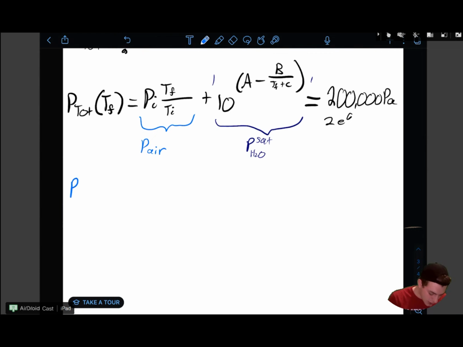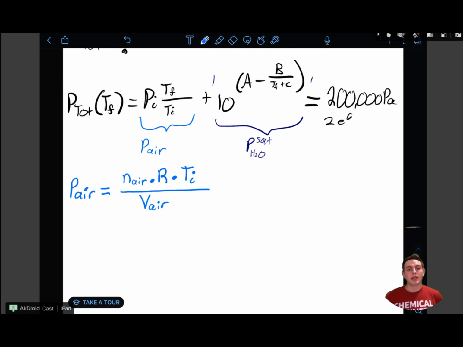Remember that the pressure of the air, we're still using that ideal gas law, is going to be equal to the moles of air multiplied by the ideal gas constant multiplied by the initial temperature. All of this then will be divided by the volume of the air. Now, when I say volume of the air, what I really mean is the volume of the vapor phase, in which water is constantly condensing and evaporating into and out of it.